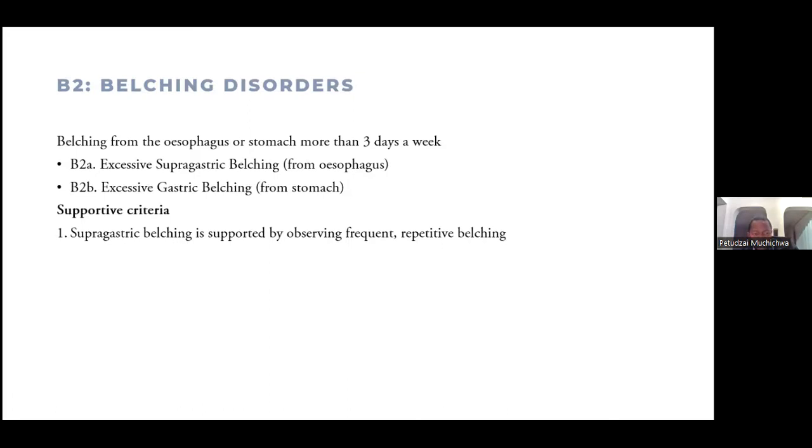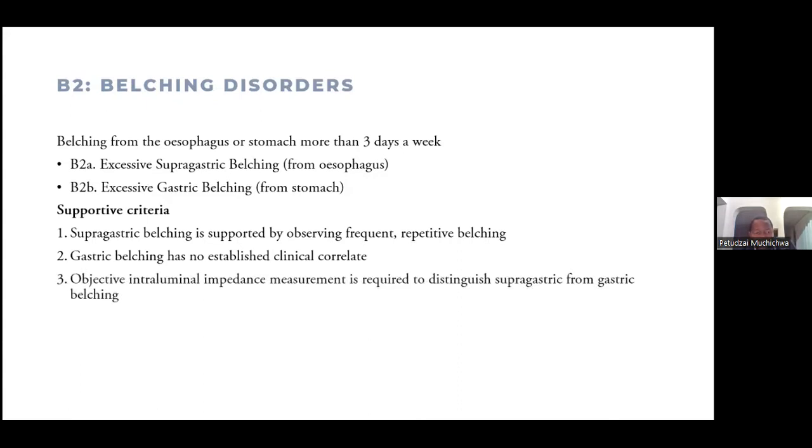Supportive criteria for belching. Supragastric belching is supported by observing frequent and repetitive belching. Gastric belching usually has no established clinical correlate per se. However, objective intraluminal impedance measuring is required to distinguish supragastric belching from gastric belching. Notably, from the impedance testing, you find that there is contraction of the stomach prior to the relaxation of the lower esophageal sphincter.